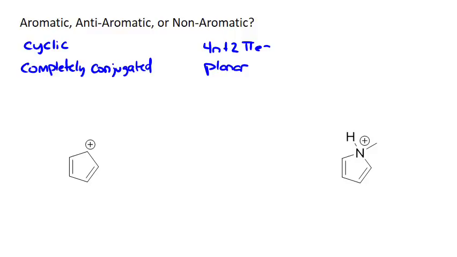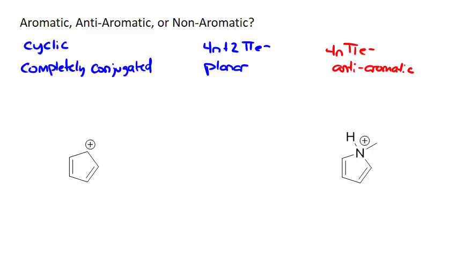If it is cyclic, completely conjugated, and planar, but has instead 4n pi electrons, then it'll be anti-aromatic. So that's what we want to look at with these two molecules.